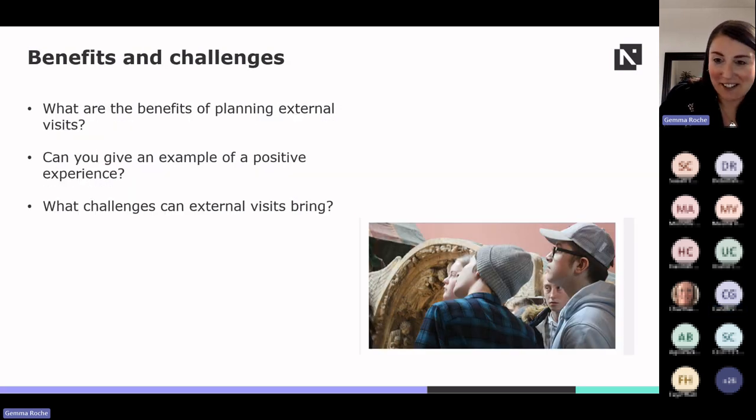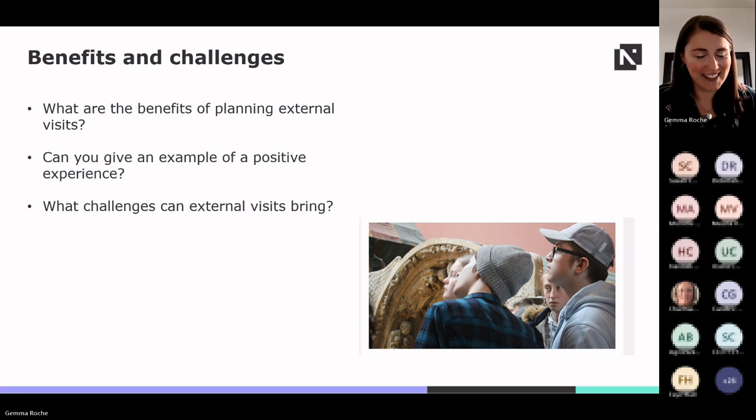So what I would like you to do firstly, Charmaine's just going to drop a link into the Jamboard. I would like you, please, to consider these questions that are on the screen. So what are the benefits of planning external visits, do you think? Can you give an example of a positive experience? And also, what challenges can external visits bring?